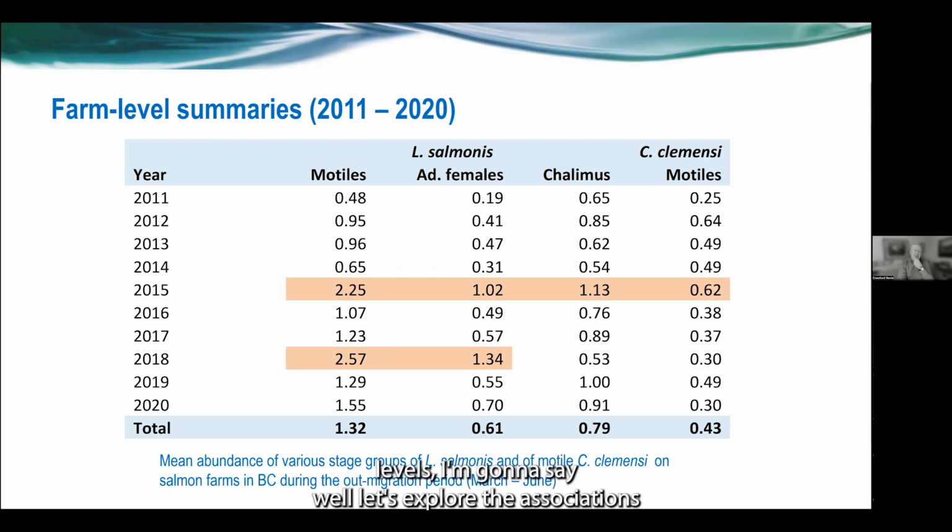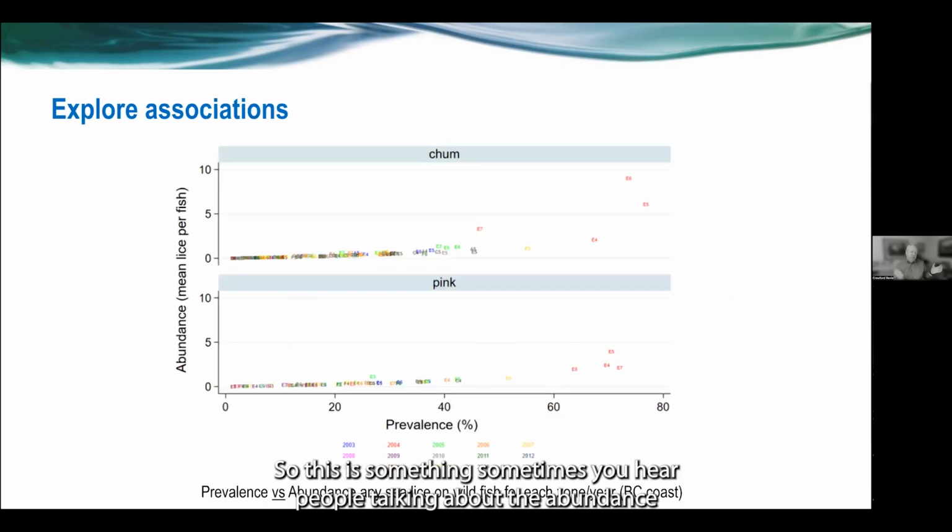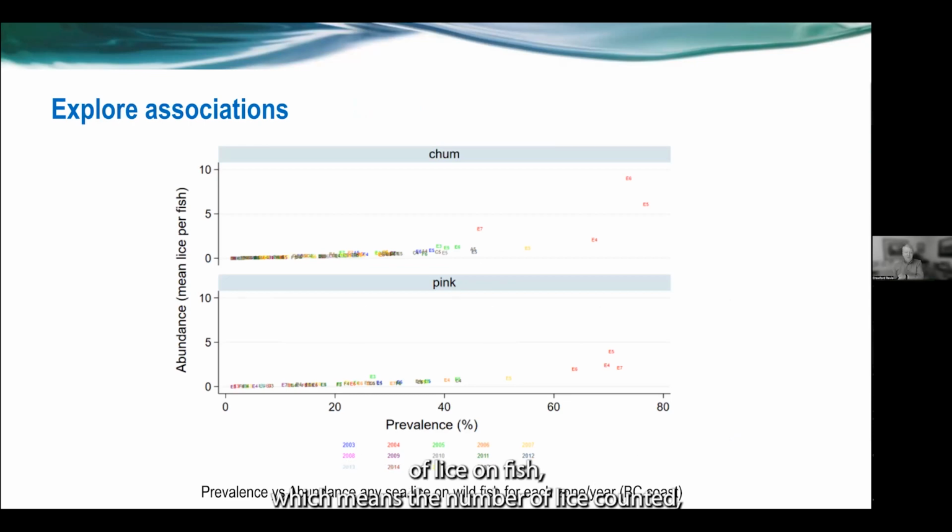Some people say, well, let's explore the associations. And in some cases, it makes sense to look at associations. So sometimes you hear people talking about the abundance of lice on fish, which means the number of lice counted per fish. And sometimes you hear people talking about prevalence, i.e. what proportion of the fish had any lice on them.